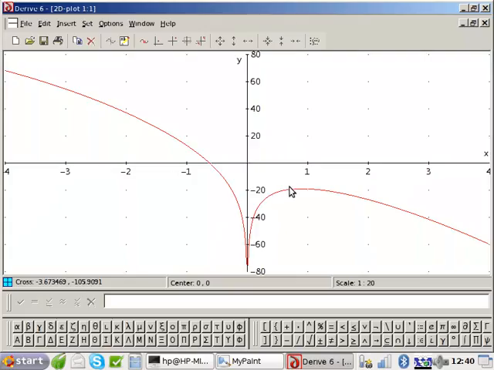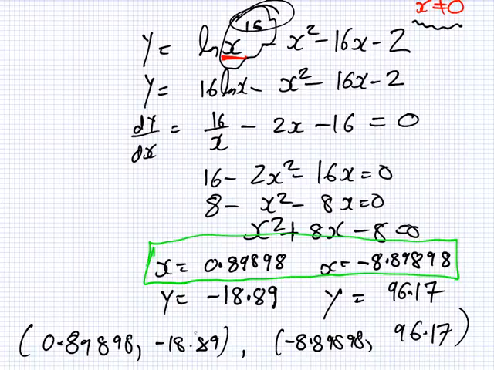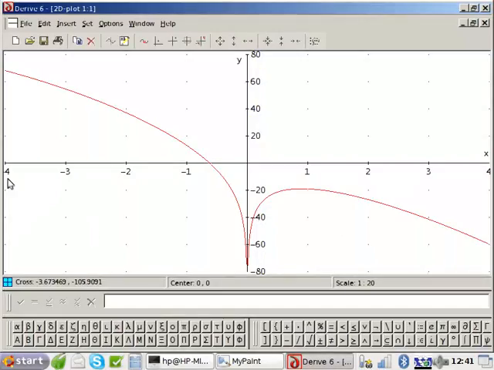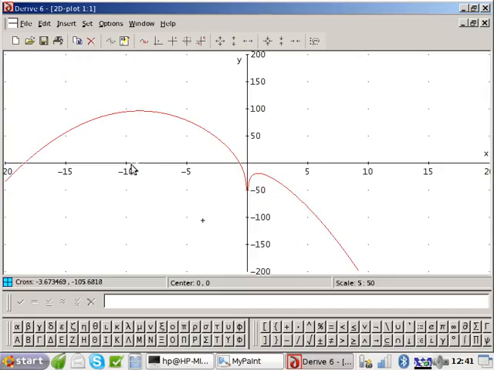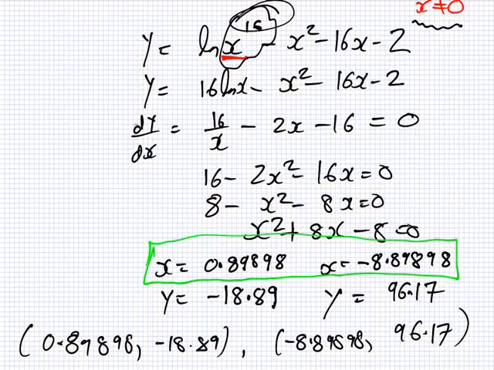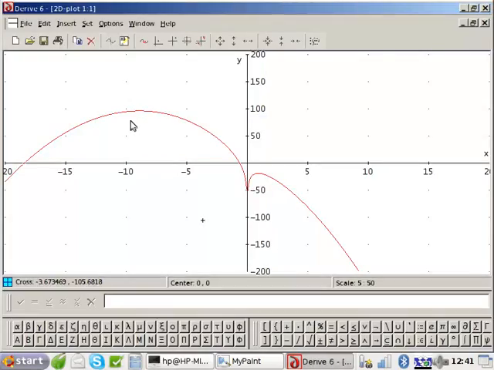So this is kind of like a maximum. But they are 2 different graphs. Well, they're just 2 totally different shapes. What was the other point? Minus 8. Now I don't have minus 8 here. I need to zoom out. Now, minus 8, what was the value? It was 96. So you can see there's minus 8 and there's about 96. So this is a maximum, and here's another maximum.